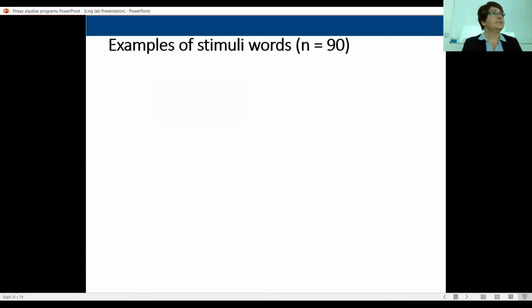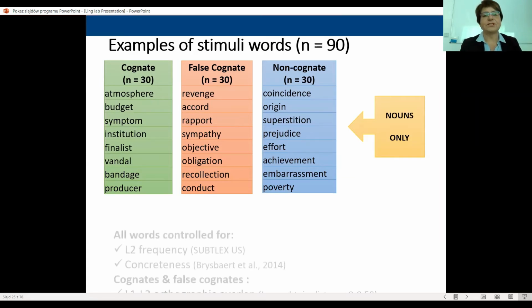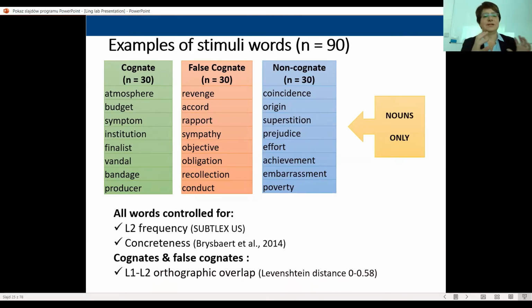So our stimuli came in both those studies. The stimuli were 90 words: 30 cognates, 30 false cognates, 30 non-cognates. They were only nouns, because we decided to restrict ourselves to nouns in those two studies. You can only see some examples of those, of course, and we really tried to methodologically rigorously control for their second language frequency, for their concreteness. So we had an equal number of abstract and concrete words. They were also controlled for that.